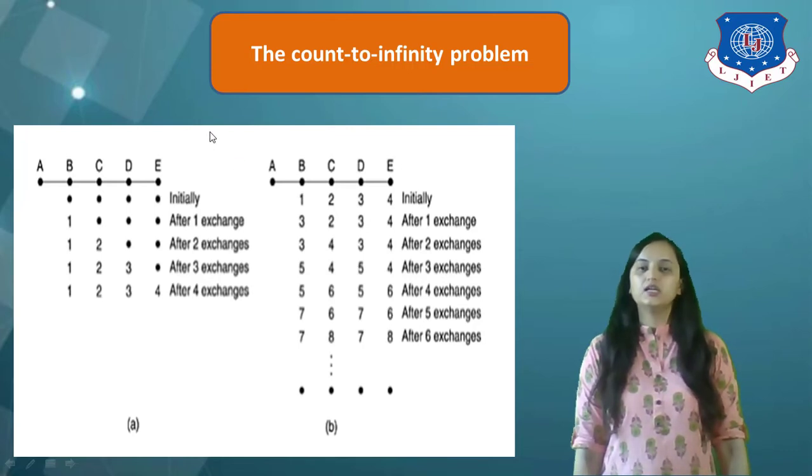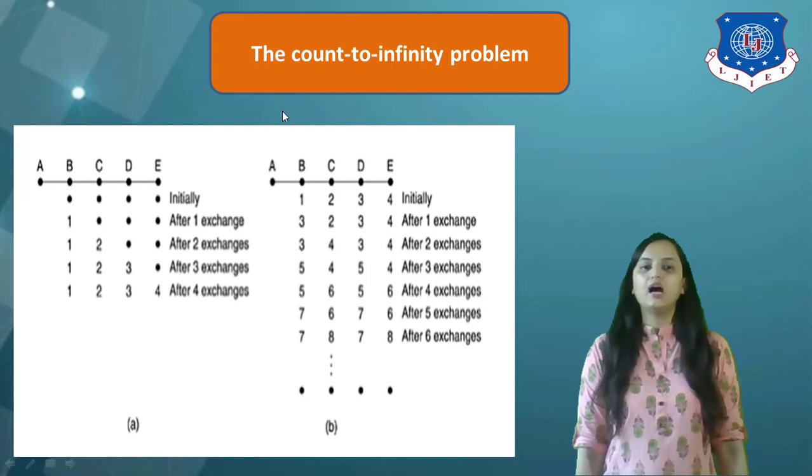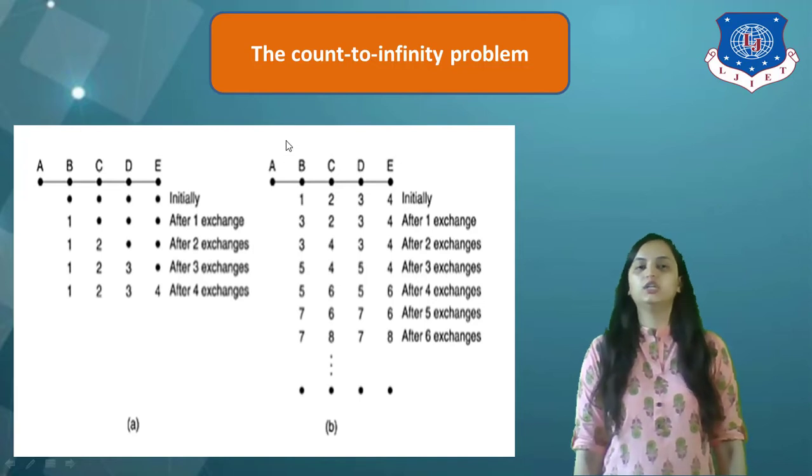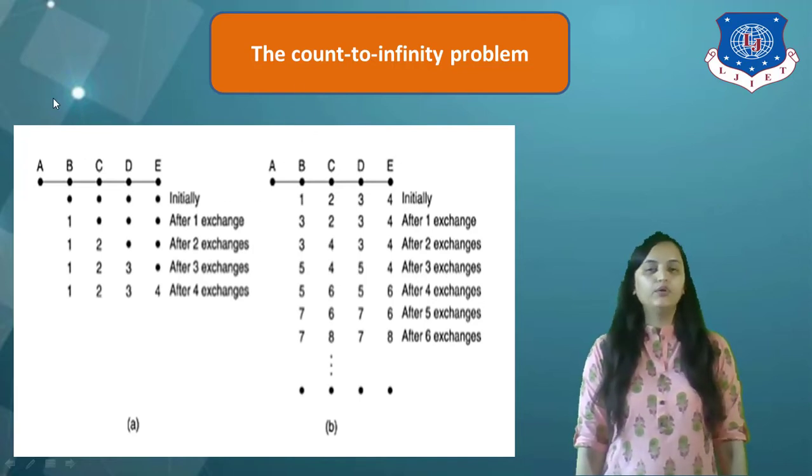After the second exchange, router C or node C has the value 2. Likewise, after the fourth exchange, B, C, D and E nodes have the values 1, 2, 3 and 4. This is a normal condition. Now, when the count to infinity problem arises, what happens?